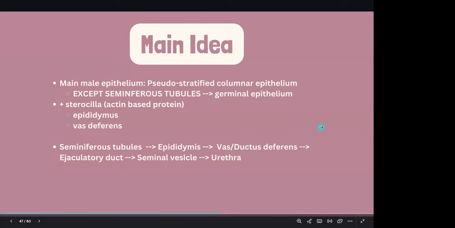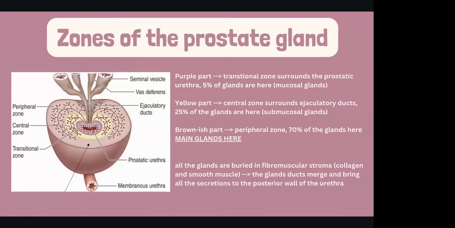All right, we're good. Now we're moving on to the zones of the prostate, which is very important, and it's always tested in renal and endo-repro, and probably not GIT. Okay, just renal and endo-repro. So the purple part here is the transitional zone, which surrounds the prostatic urethra, and 5% of the glands are here, which are mucosal glands.